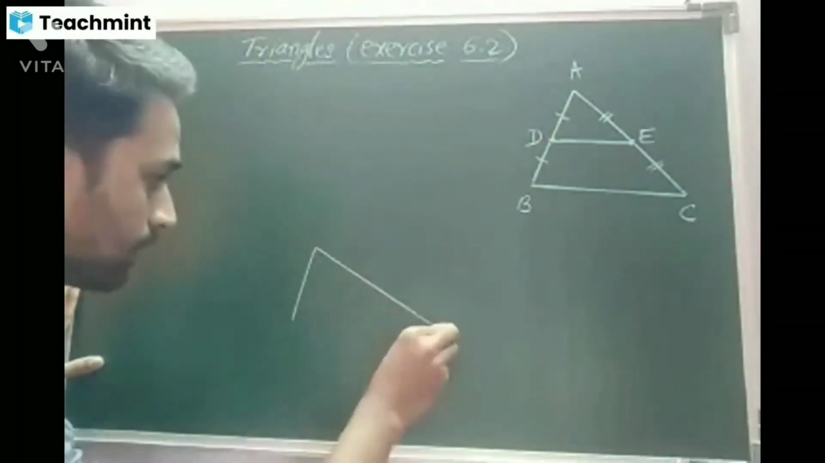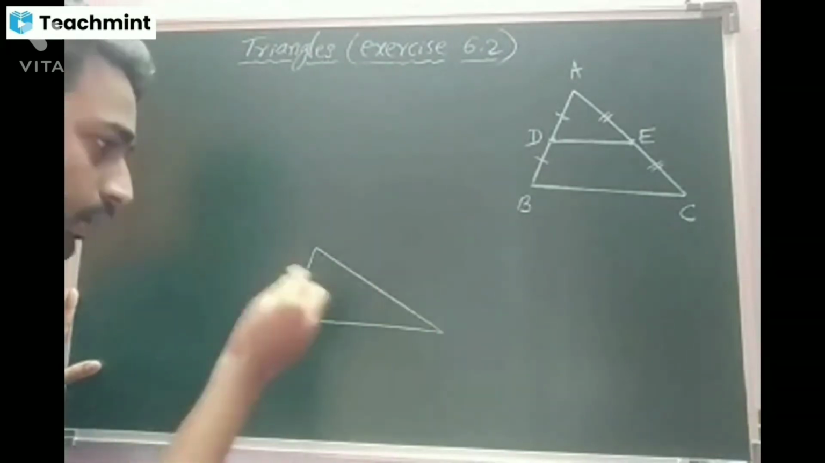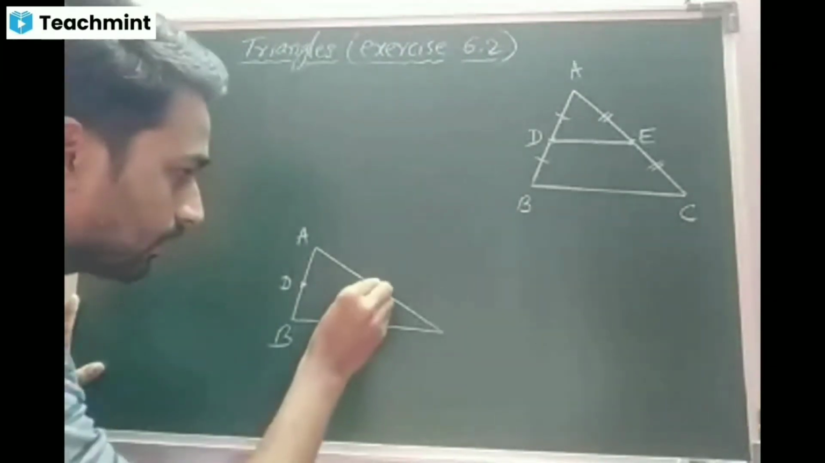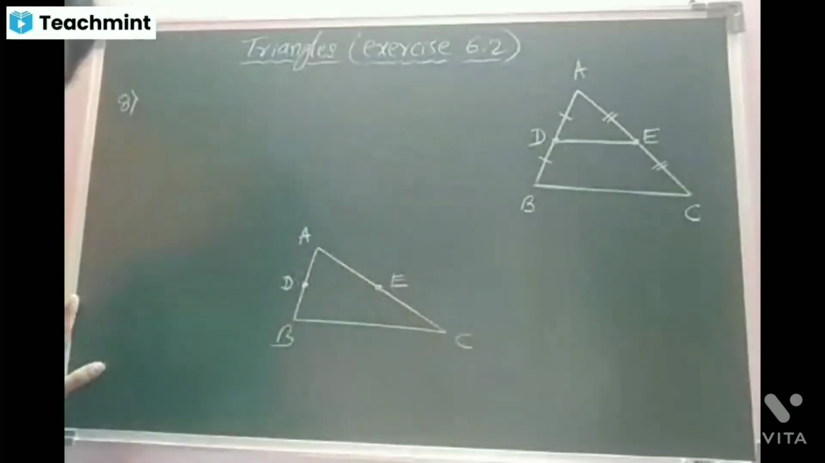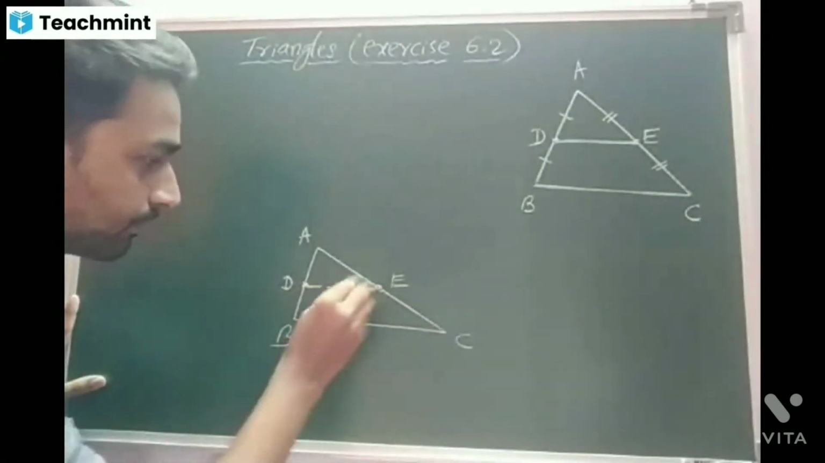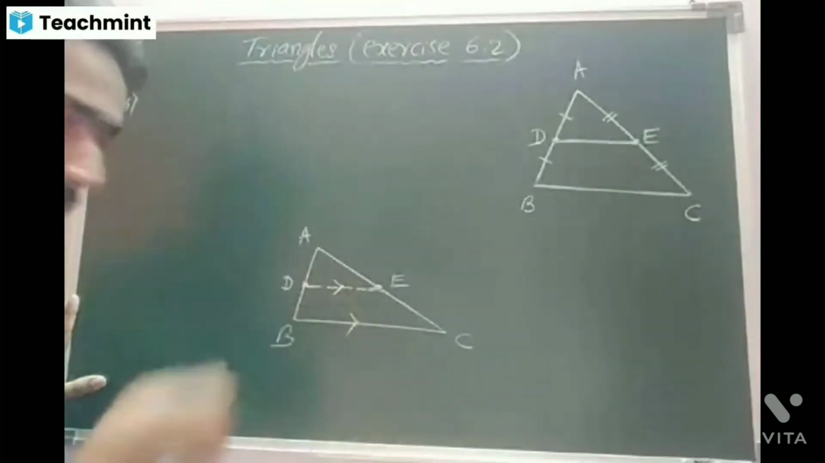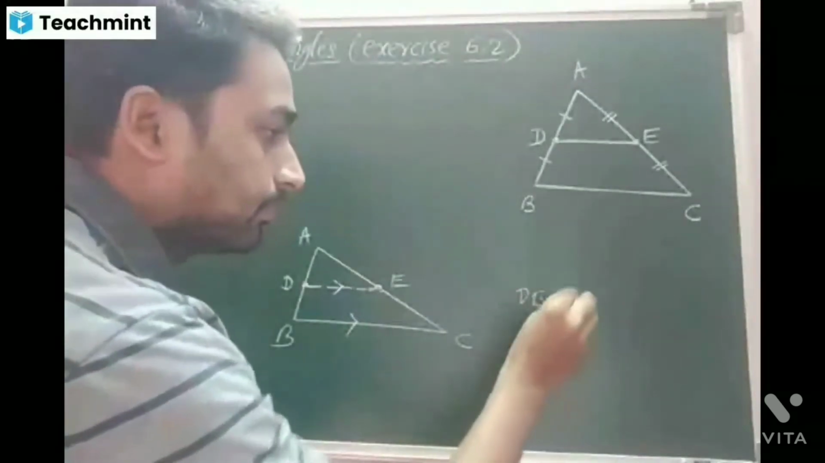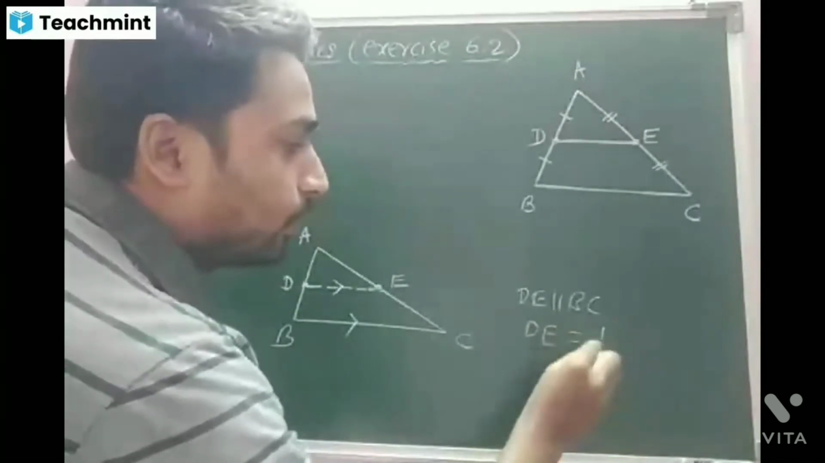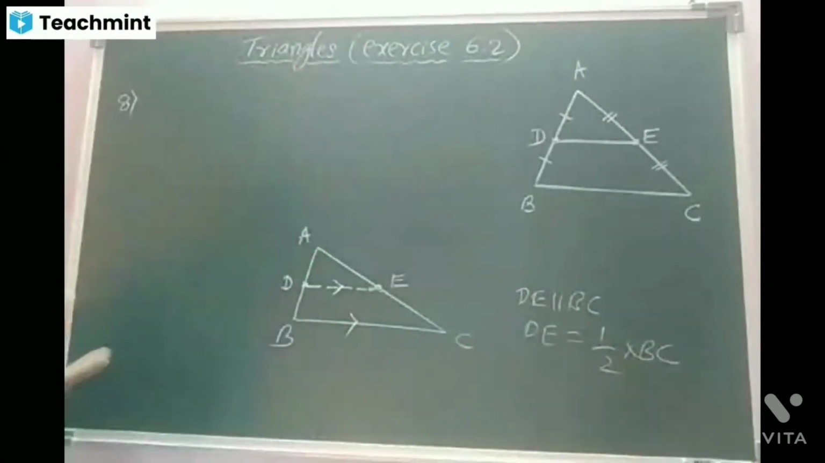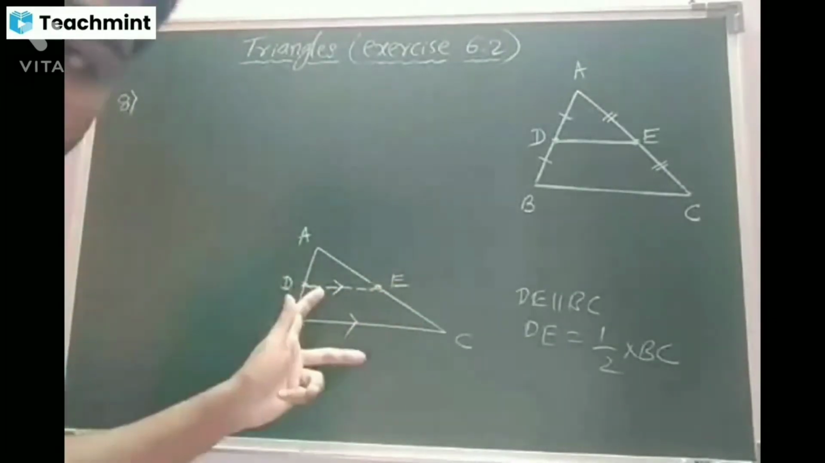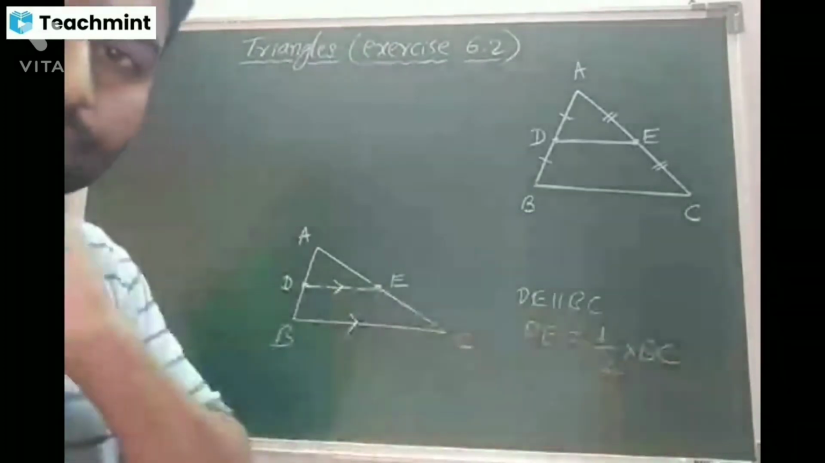What does it mean? If you take a triangle in this manner, you have to target any two sides. Suppose this is the midpoint of side AB, and this is the midpoint of side AC. If you join this line, beta, this line will be parallel to the third side, the remaining side. Also, it is equal to half of the third side. So the statement was: a line joining the midpoints of any two sides of a triangle is parallel to the third side and also half of the third side. Is that clear? Yes, sir.